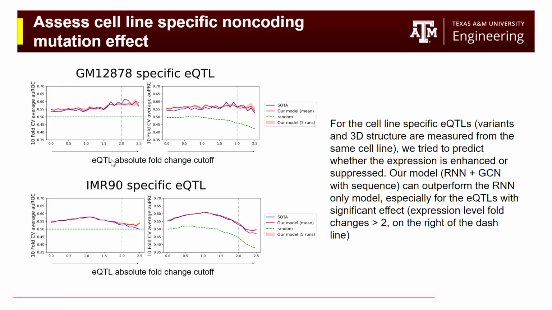Next, we would like to see our model's performances on the real application. First, we'll focus on the cell line specific non-coding variant effect prediction. The variants and the chromatin structure are from the same cell line. We're predicting for a variant whether gene expression is enhanced or suppressed. Our model, the red one, is doing better than the sequence-only model, the blue one, especially for the variants with significant effect. The expression level fold changes greater than 2 on the right of the dashed line.